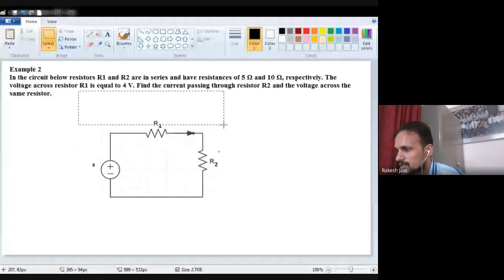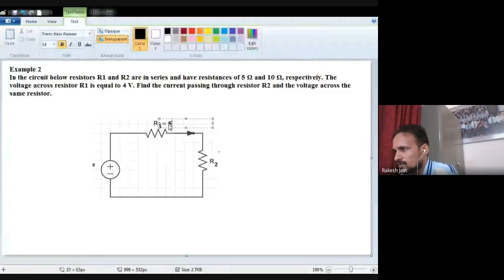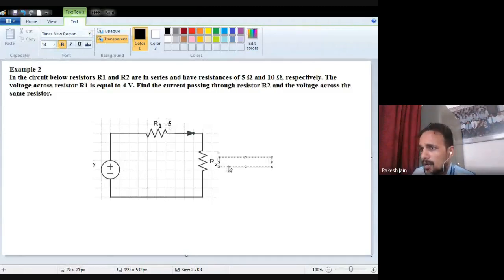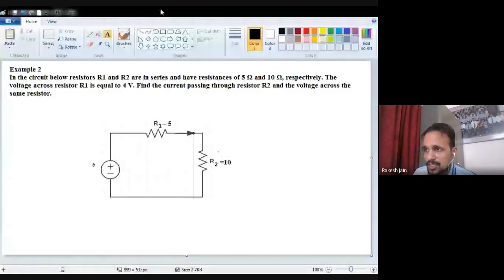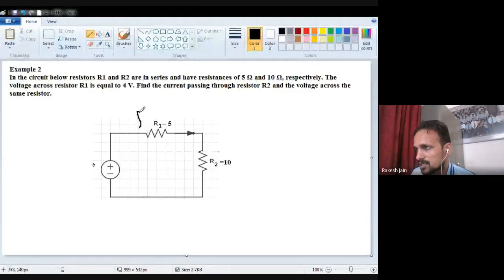So R1 is equal to 5 ohm, and the value of R2 is 10 ohm. It is given in the question. The voltage across resistor R1 is equal to 4 volt. It is given that the voltage across this resistor is 4 volt.